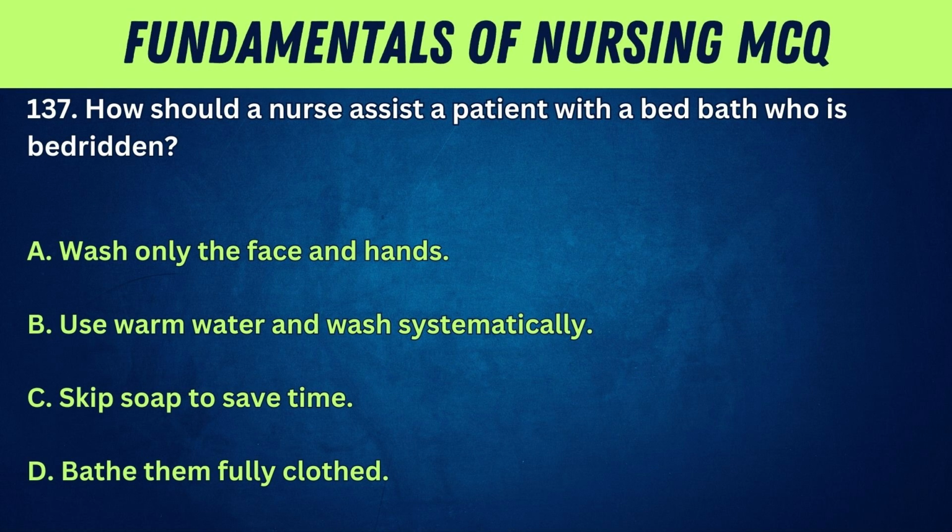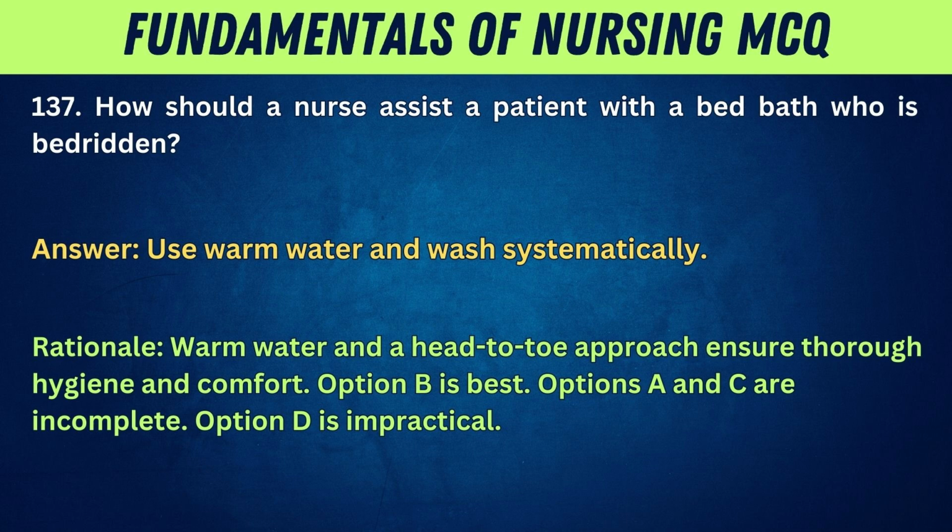137. How should a nurse assist a patient with a bed bath who is bedridden? A. Wash only the face and hands. B. Use warm water and wash systematically. C. Skip soap to save time. D. Bathe them fully clothed. Answer. Use warm water and wash systematically. Rationale. Warm water and a head-to-toe approach ensure thorough hygiene and comfort. Option B is best.